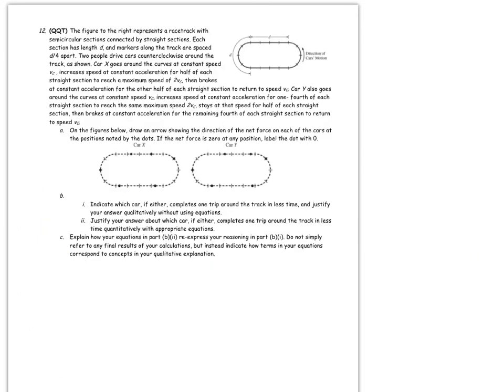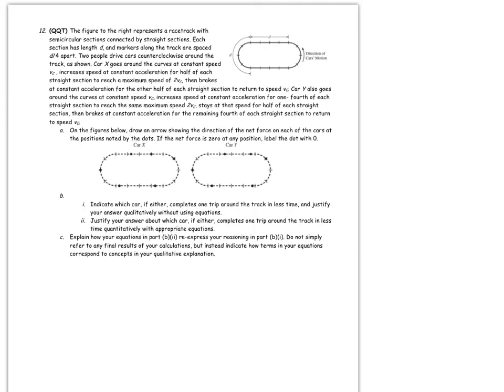Okay, so we're moving on to the next problem here. So we have a situation with two cars going around this track here. And we're told that both cars go around these curves, which have a length of d, at a constant speed of v. Car X, once it goes around the curve, is going to speed up for half the straightaway to a speed of 2v, and then slow down for the second half back to a speed of v to go around the curve at a constant speed.